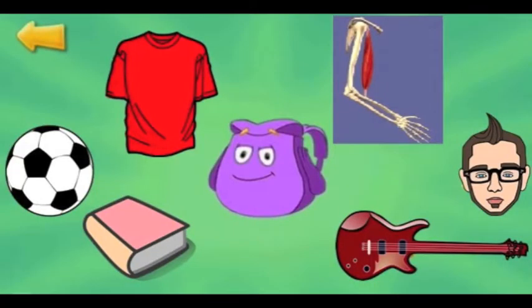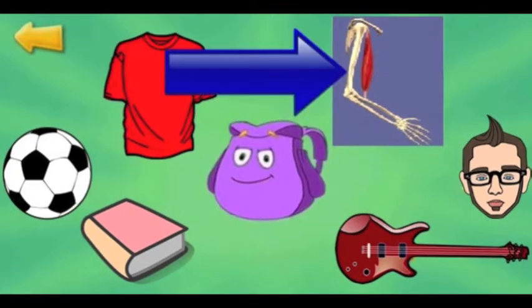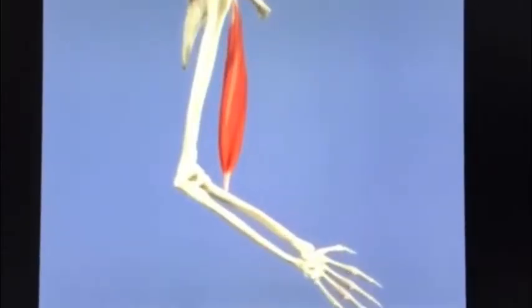Check Dora's backpack to find the muscle that can contract and relax. That's right, the biceps brachii. Skeletal muscles like the biceps brachii are attached to bone via connective tissue called tendons.